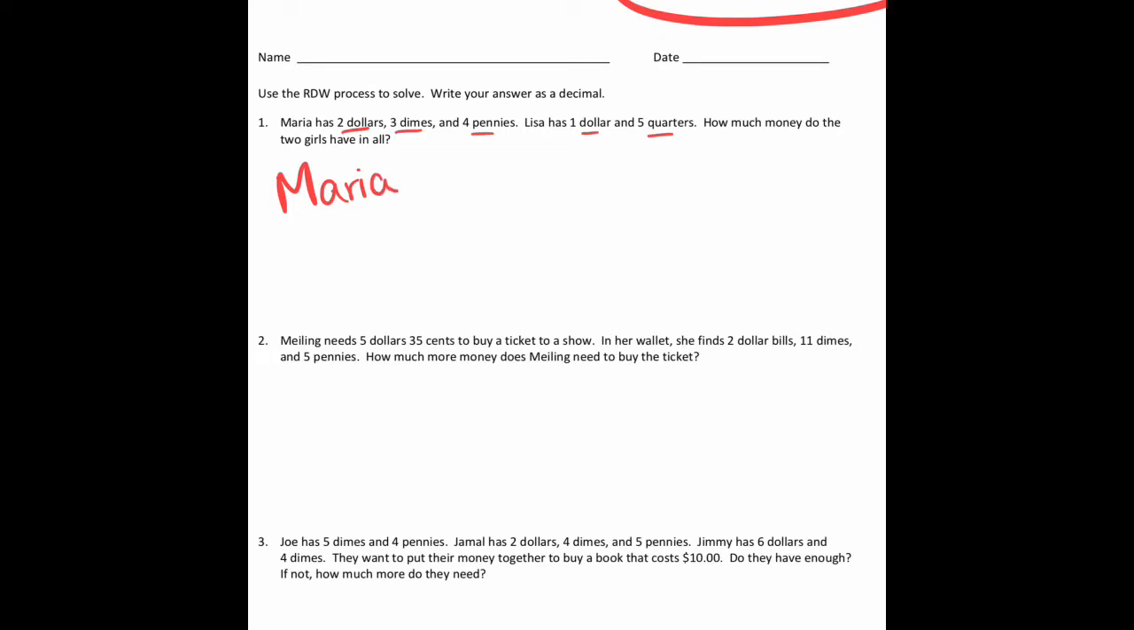So Maria has $2, 3 dimes, and 4 pennies, which would be $2.34, since 3 dimes is 30 cents and 4 pennies is 4 cents. So we'd write her total like this, or like 2 and 34 hundredths.